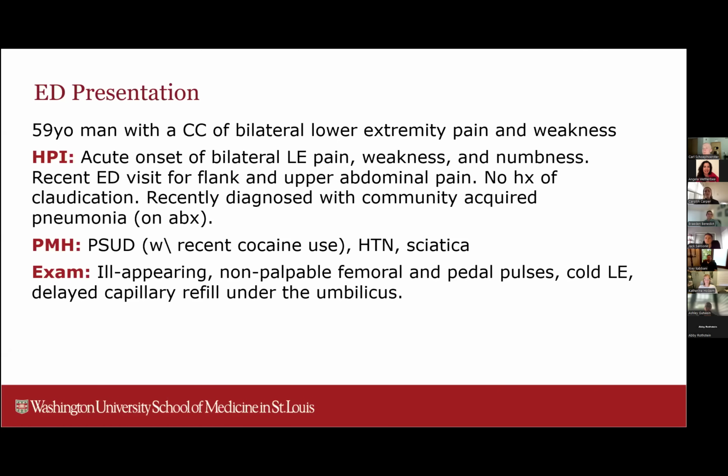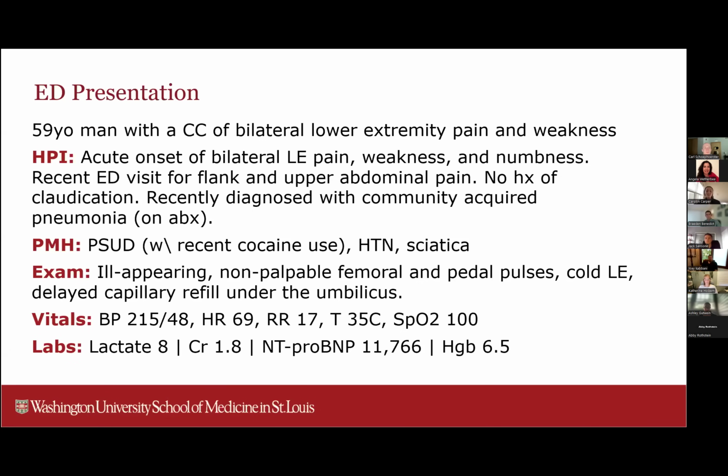On exam, this gentleman was ill-appearing. He had non-palpable femoral and pedal pulses. His lower extremities were both cold, and there was delayed capillary refill below the level of the umbilicus. His vitals were also concerning. He had a blood pressure of 215/48, heart rate of 69, but he was still satting well.